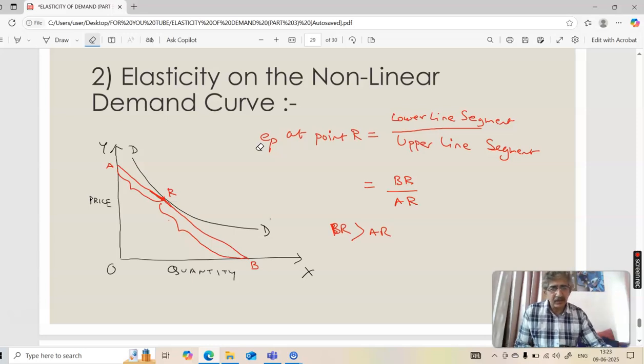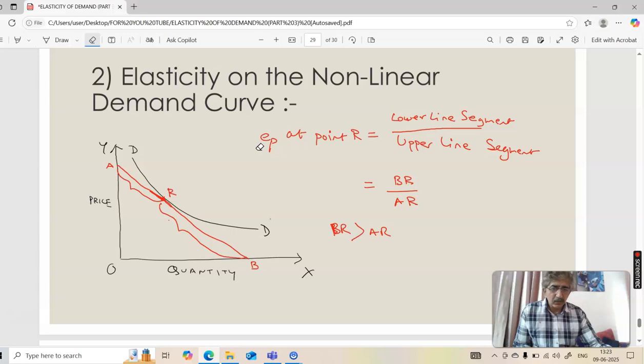It can happen that the upper line segment is longer than the lower line segment. That will vary. So this is the main concept. This is the main way to go about it. If you get a non-linear demand curve, that means a demand curve which is not a straight line, and you have to find out the price elasticity by point method at a given point, you draw a tangent like I did, and then apply the same formula.